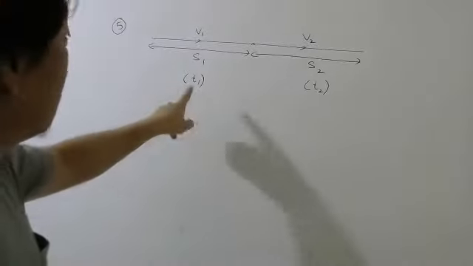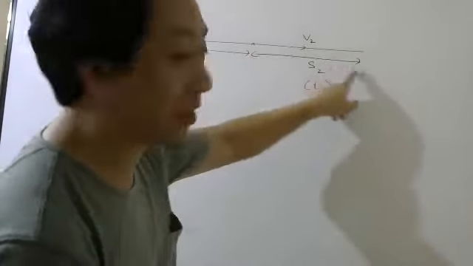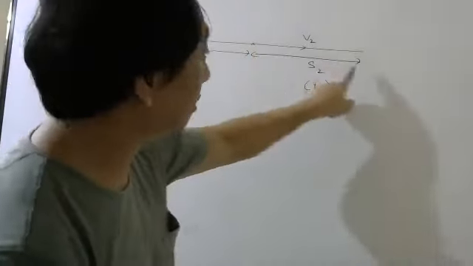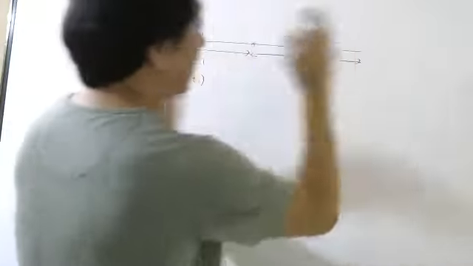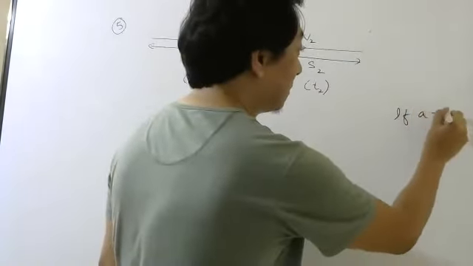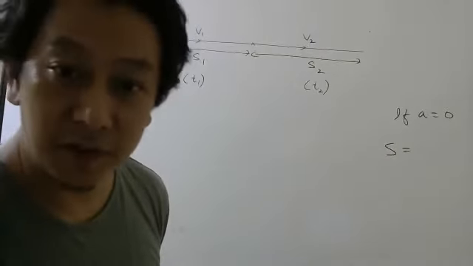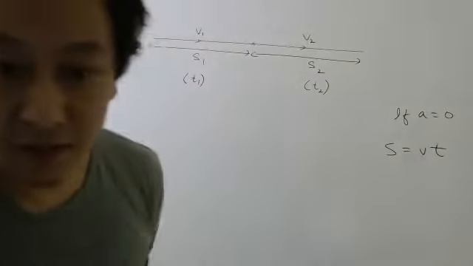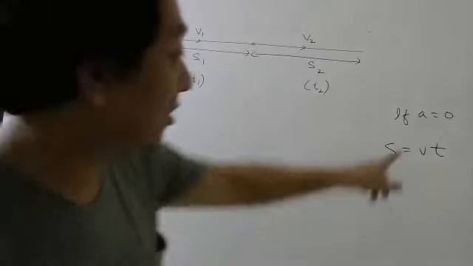So t1 is time taken from here to here. t2 is time taken from here to here. S1 is displacement from here to here. S2 is displacement from here to here. And v1 is the velocity in this part. v2 is velocity in this part. There is no acceleration in the problem. So if acceleration is not there, what can I write displacement equals to? If v is velocity, t is time taken, what can I write? v into t. No need to write half at square because there is no acceleration.